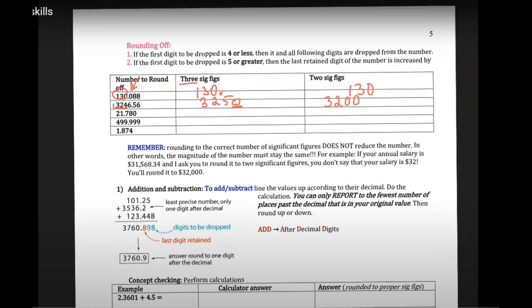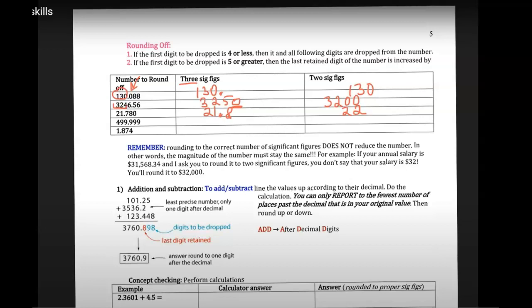3 significant figures is going to be 21.7, right? But the next number, the one that I'm dropping, is greater than 5, so I have to round up. So it would be 21.8 actually. And here it would be 22, because for 2 significant figures, I'm dropping my 7, that's greater than 5, so I have to round up. Now, why do I not add any zeros?